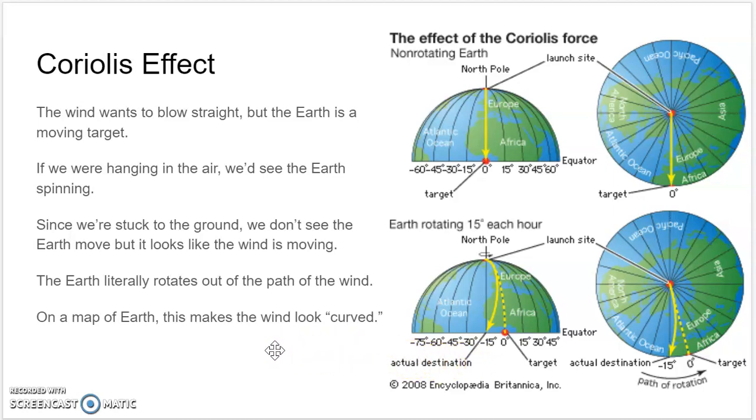So we're stuck to the ground. We don't see the Earth move, we see the wind move. In reality, what's happening is the Earth is literally moving out of the path of the wind. But since we're fixed in our location on Earth, and since every map shows a fixed position of the Earth, the global winds are what we see as being curved. It's the curving of these global winds.